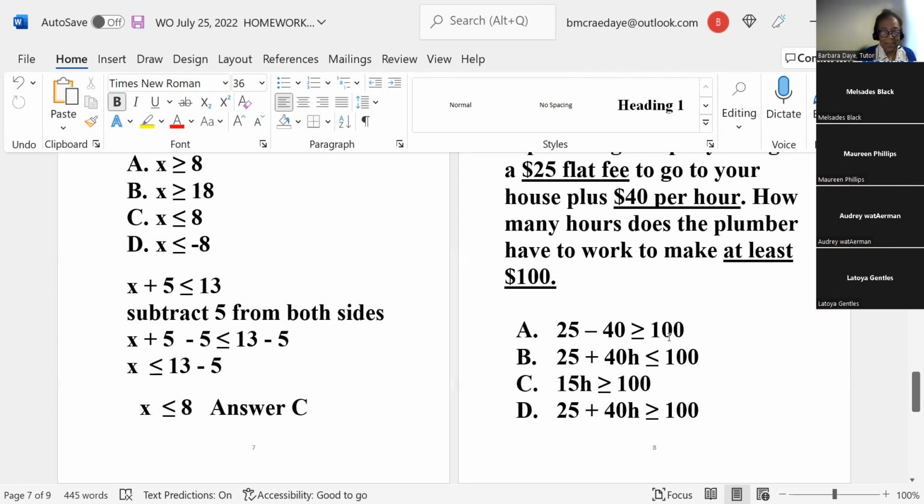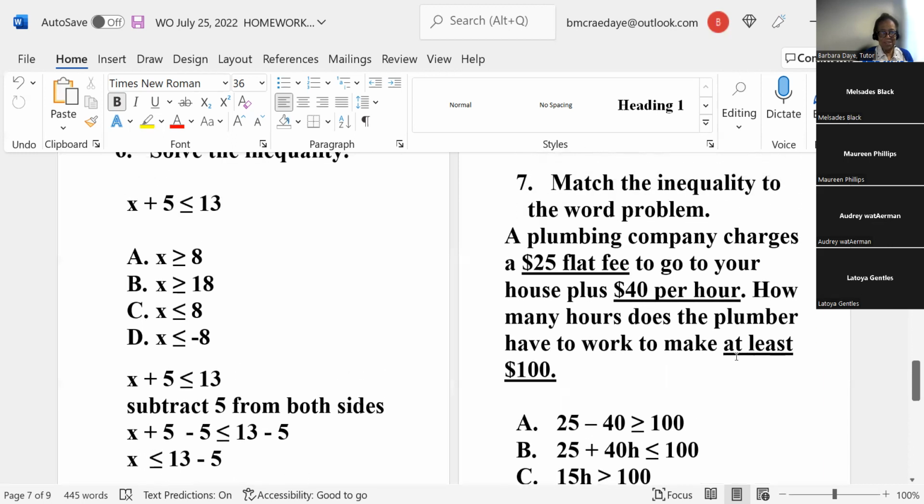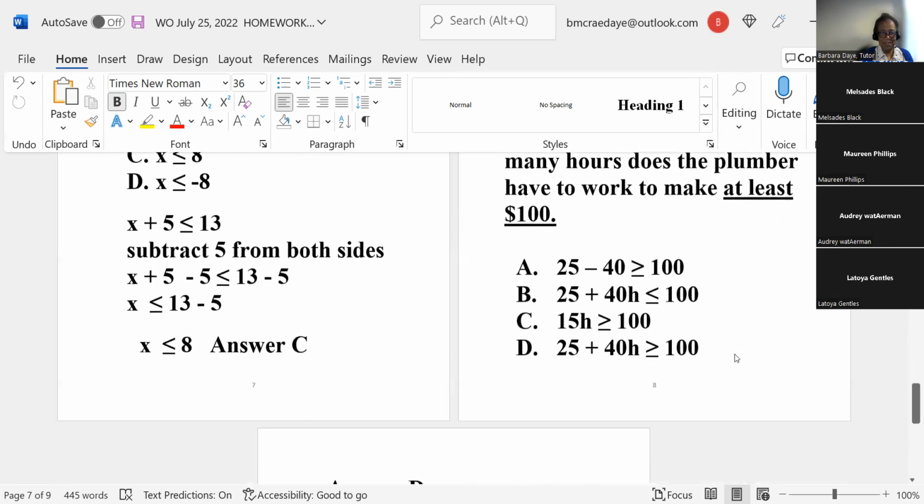That's why B is not correct, because B says less than or equal. He will not take less than 100. So you want either 100 or more. Not less. B says less than or equal. This does not satisfy this plumber because he's not gonna work for less than the 100. Got it? All right. Questions? Number 7. No, thank you.